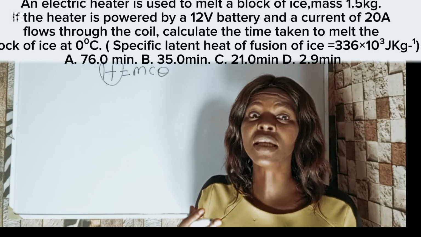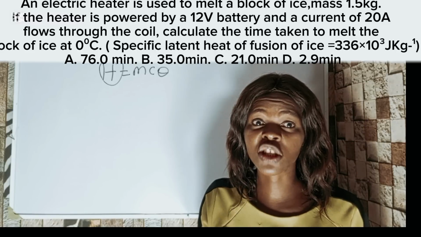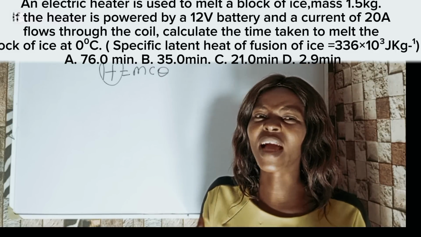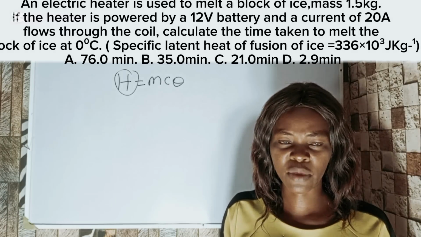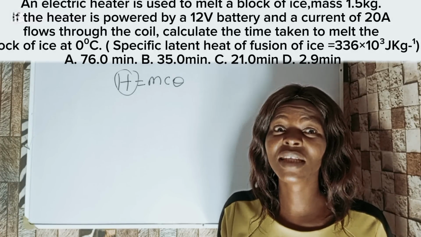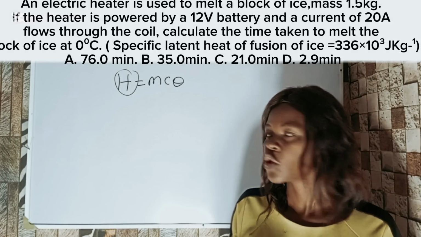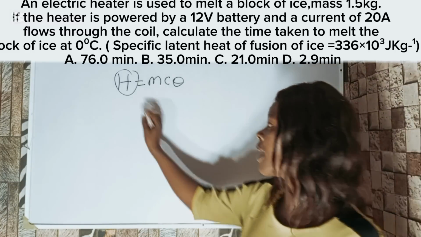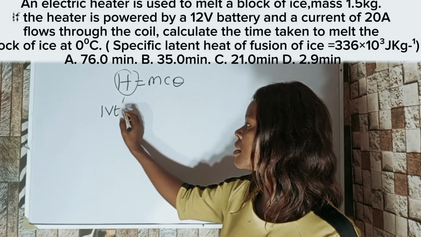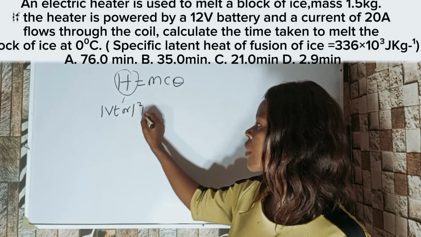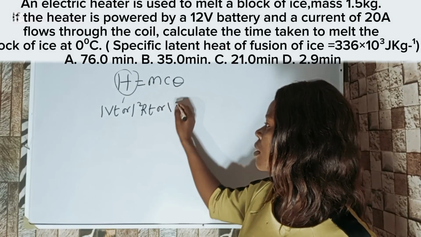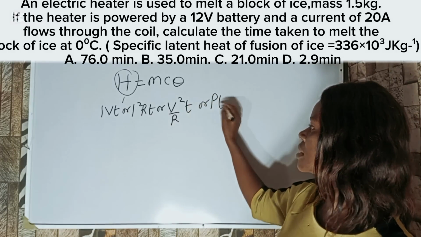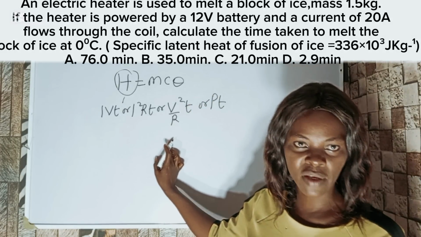Latent heat is a hidden heat. It's a hidden heat that causes the change of state without a change in temperature. So at this point, when this ice changes, the temperature is still the same. So the heat involved there is the specific latent heat of fusion of ice. So the quantity of heat is replaced with heat. And the formulas for heat are IVT or I squared RT or V squared over RT or PT. That is all under quantity of heat, H, right?